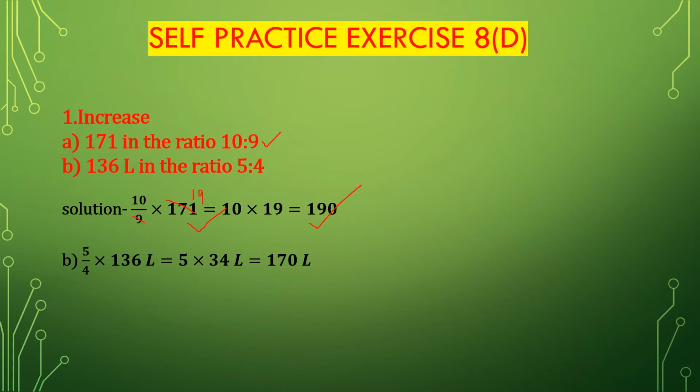And B, increase 136 liter in the ratio 5 is to 4. Ratio 5 divided by 4. Then 5 divided by 4 multiplied with 136 liter. Cancelling 4 with 136, that is 34. So 5 multiplied with 34 liter, that is equal to 170 liter.